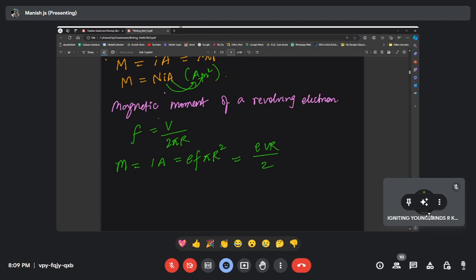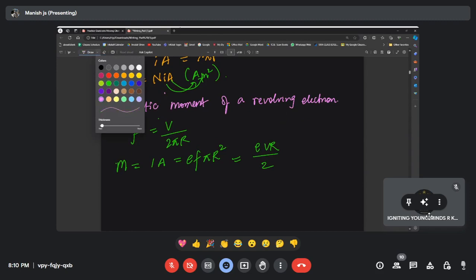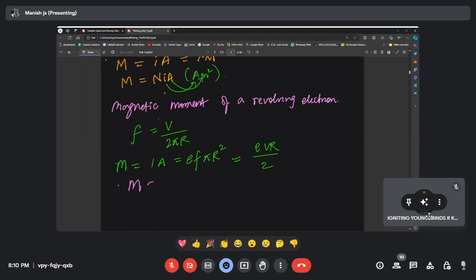You know f is v upon 2 pi r. We are substituting it, and then going for the simplification, you will get evr by 2. So this is the magnetic moment experienced by an electron that is revolving with velocity v and radius r. So the final expression: m is equal to evr by 2. This is the expression. Okay, simple.